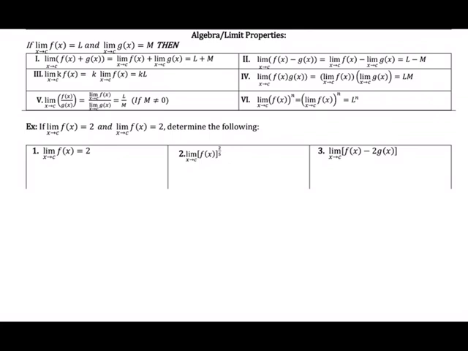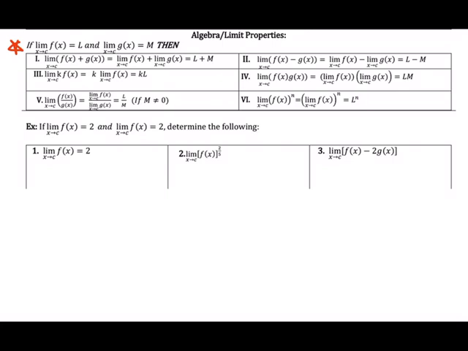Something really important to note about these properties is this if portion at the beginning. In order for us to use any of these 6 properties, it must be the case that the limit as x approaches c of f of x exists, that it's some number L, and that the limit as x approaches c of some g of x is a number M. So we're talking about limits that exist. If one of these limits don't exist, then we can't use these properties the way that they are described below.